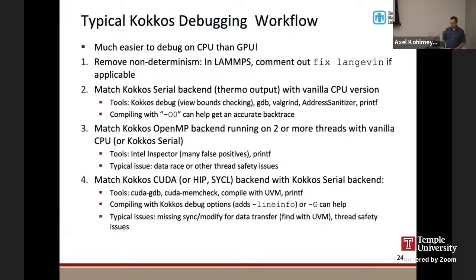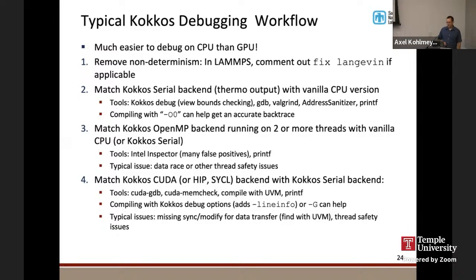Okay, so you have written some Kokkos code and it's not working, or you need to debug it. How do you do that with Kokkos? One key that I just want to hammer is that it's much, much easier to debug on the CPU than on the GPU. So you want to use the CPU as much as possible to fix all the bugs, and only after you have it working on the CPU, go to the GPU and try to debug that. So the first step is to remove any non-determinism.